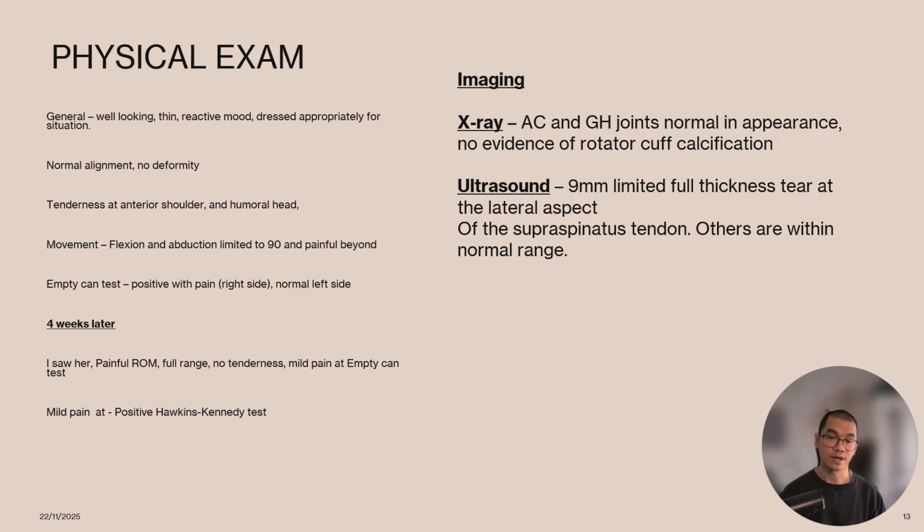She looks well, and her mood and affect are appropriate. On shoulder examination there is normal alignment, no deformity, but there was tenderness on the anterior and at the side of the humeral head. In the movement section, she has limitation with abduction and flexion, with a painful arc, and the document suggested that she was positive on the empty can test on the right side, but normal on the left side. She was sent away for an X-ray and ultrasound scan.